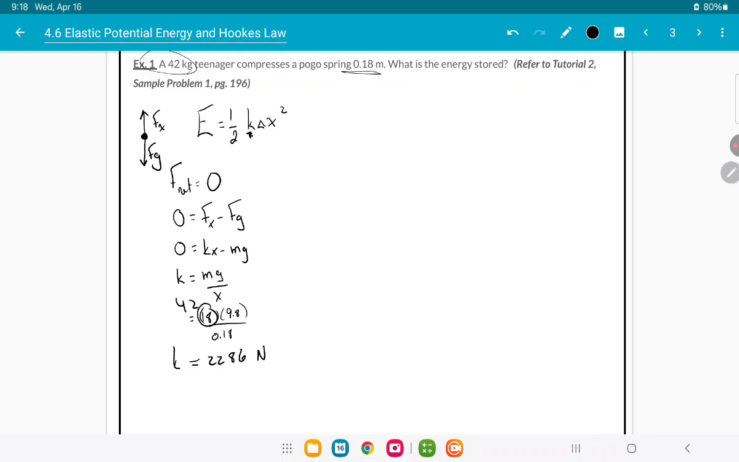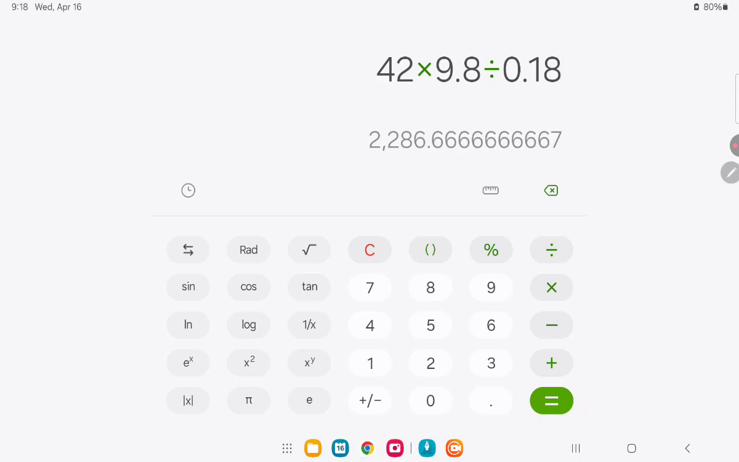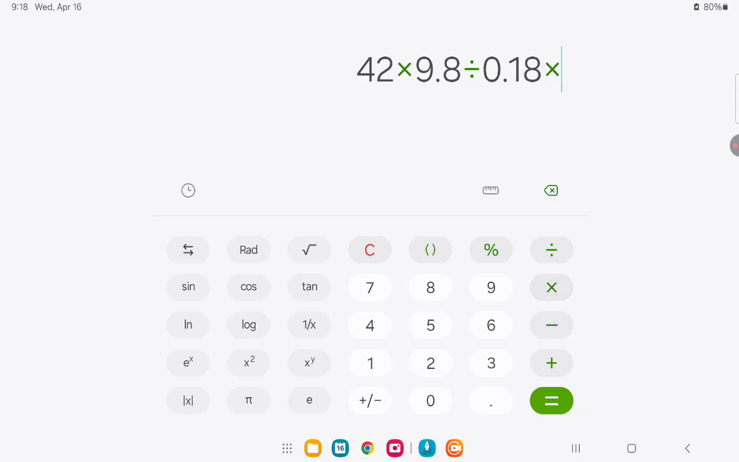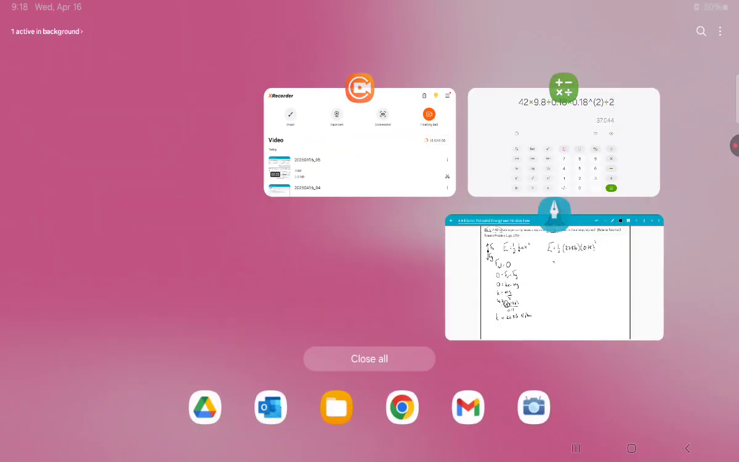2286 newtons per meter. Now we want to figure out the energy stored in the spring. So that's 1/2 k, 2286, times 0.18 squared. So 37 joules.